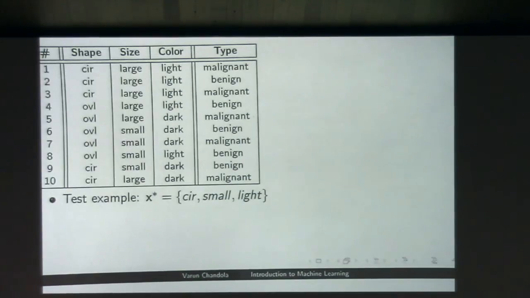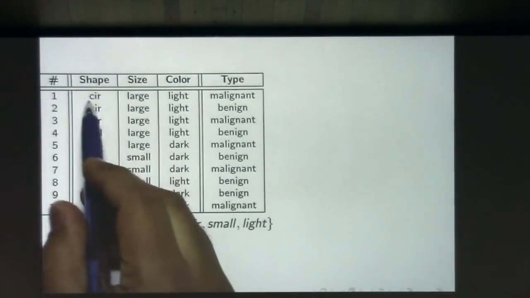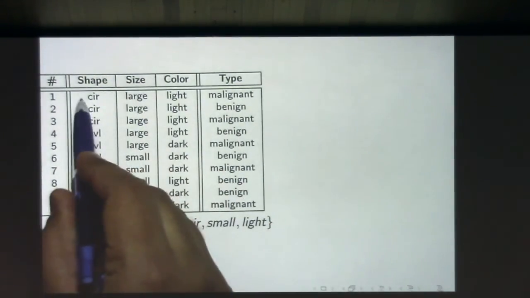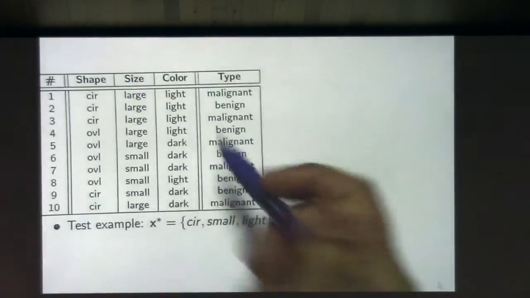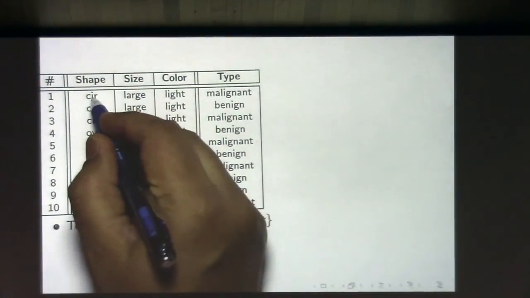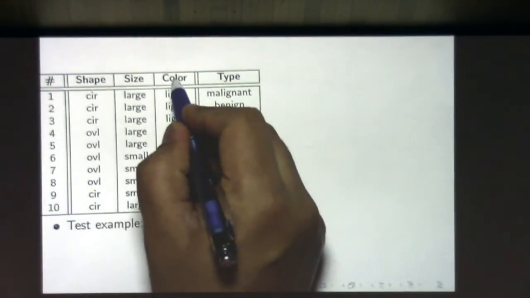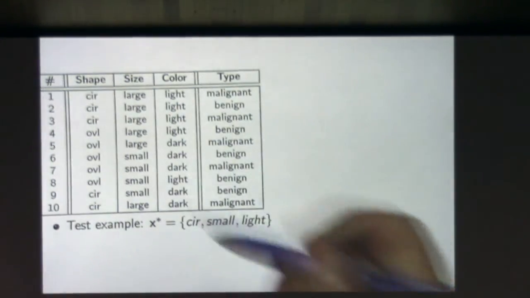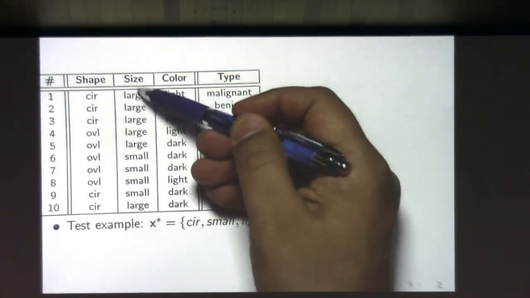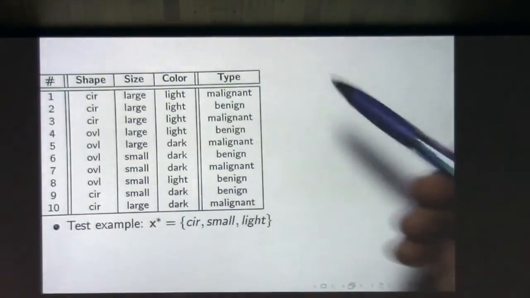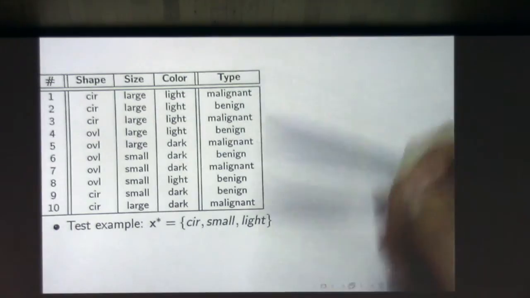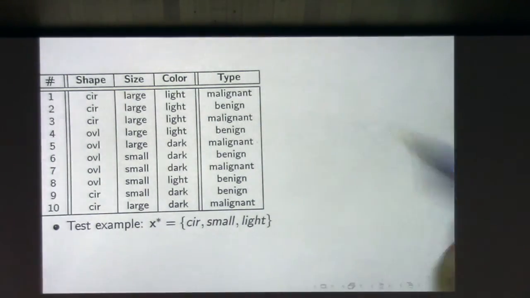So here you have a data set in which you have some x's. Each input is a 3-dimensional vector, right? So there are 3 attributes: shape, size, and color. Each one of them is binary. It can take 2 values: circular or oval, large or small, light or dark. And we have to predict the type. So this is the class. There could be 2 types of classes, malignant or benign, right?